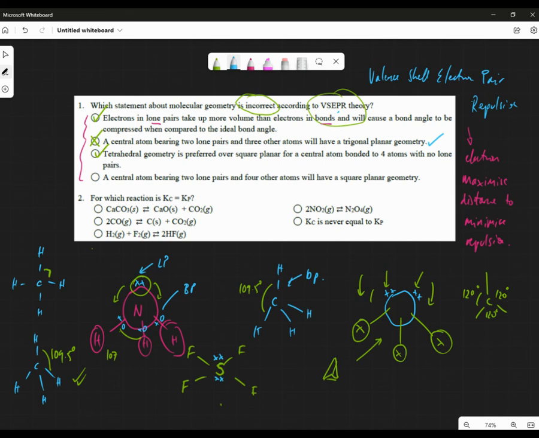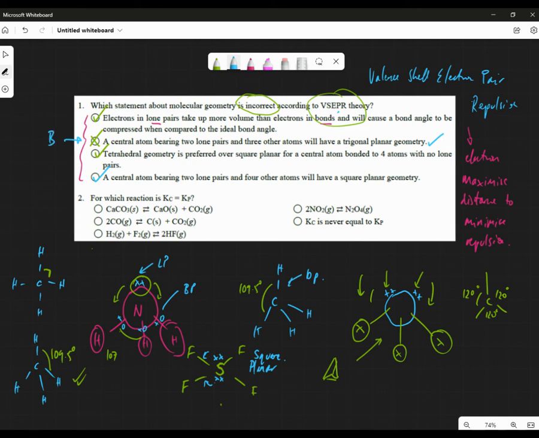Now, the top lone pair will push these bonds down, but the bottom lone pair will push these bonds up, and it will end up as a planar pattern. It's known as a square planar. So this is correct as well. Okay, so the answer is 1B, I guess.